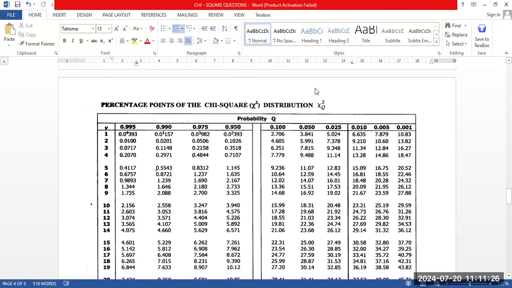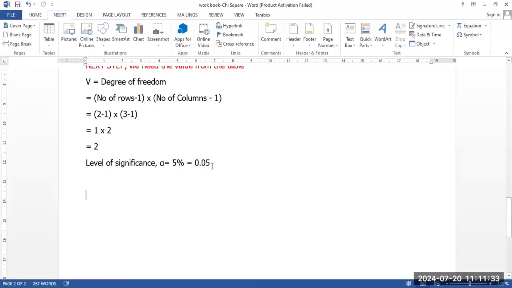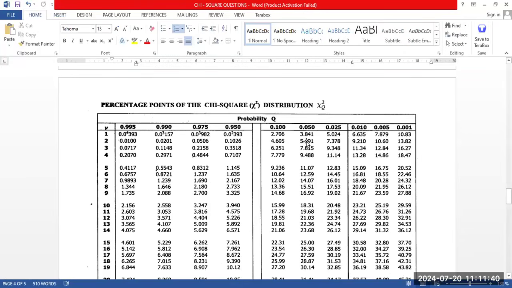What was our level of significance? 0.05. 5% divided by 100 is 0.05. So you move horizontally, then look for where you have 0.05 from these values on the top here. So where you have 0.05 is here. So the meeting point is 5.991.